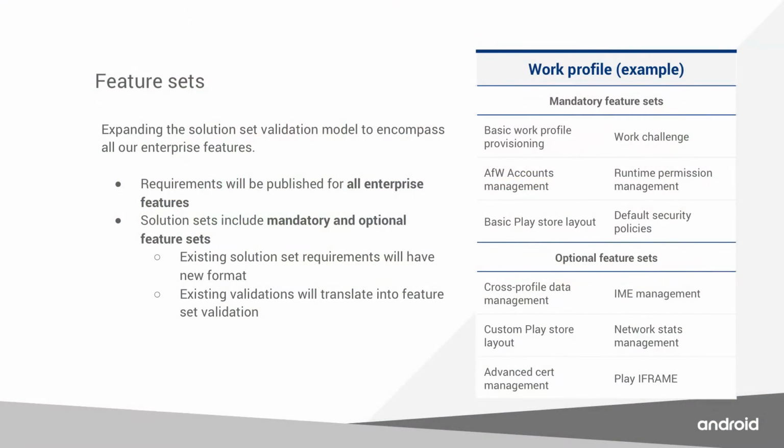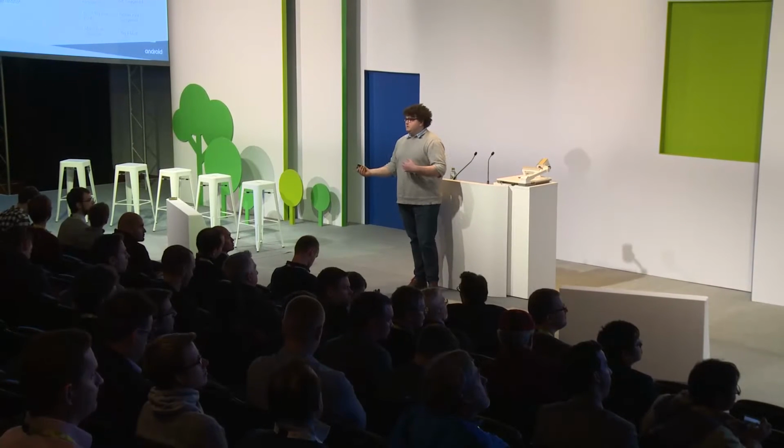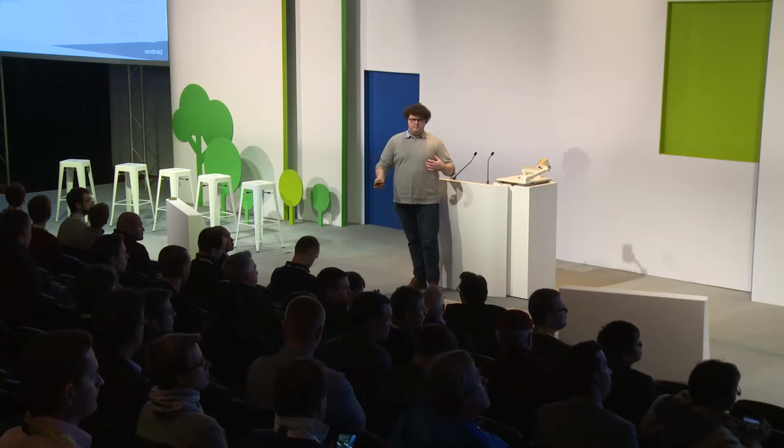The next thing I want to talk about is feature sets. So solution sets, we thought, did a pretty good job of describing the use cases, right? We've divided the sum total of all the APIs that you have at your disposal into 4 major solution sets. And we offer validation opportunities across those 4 dimensions, right? But it doesn't really do a lot to describe the full breadth of capabilities on Android for enterprise management.